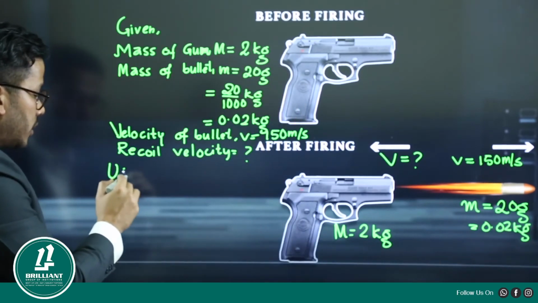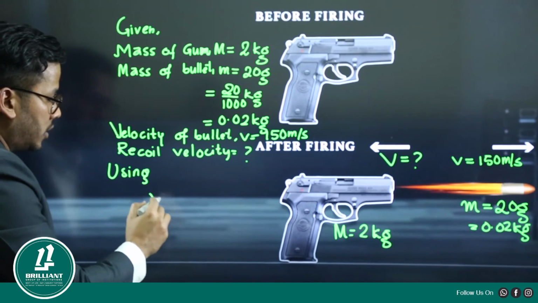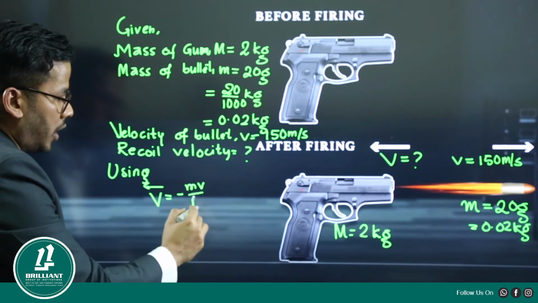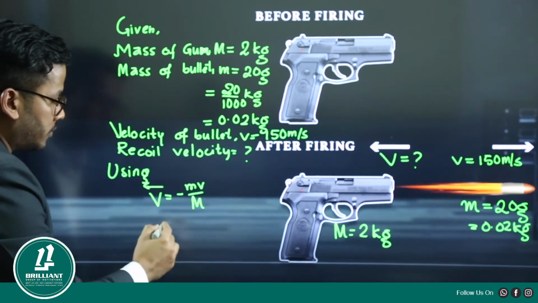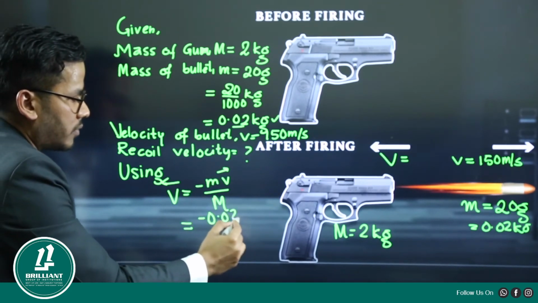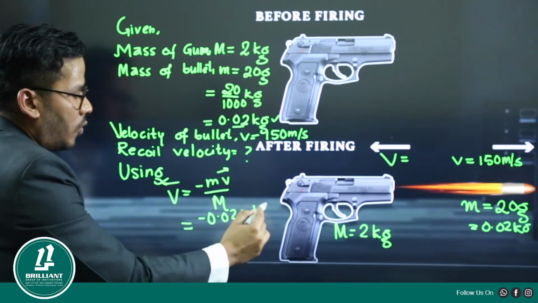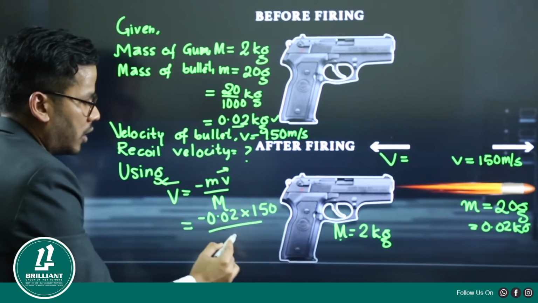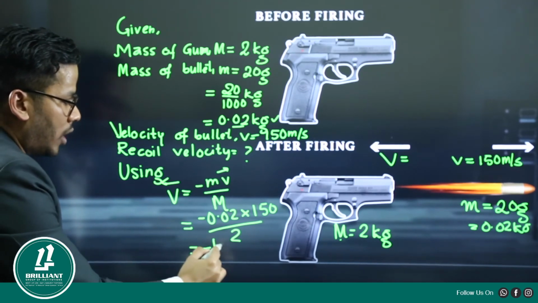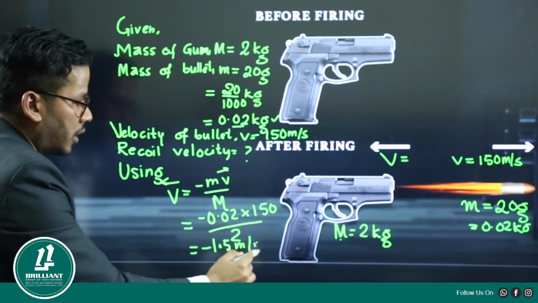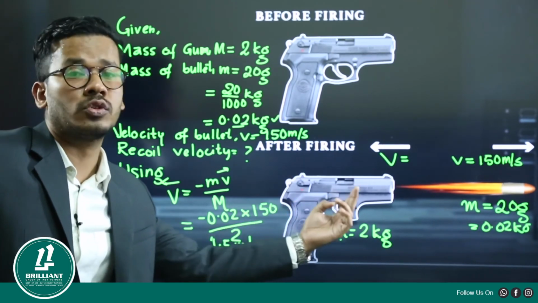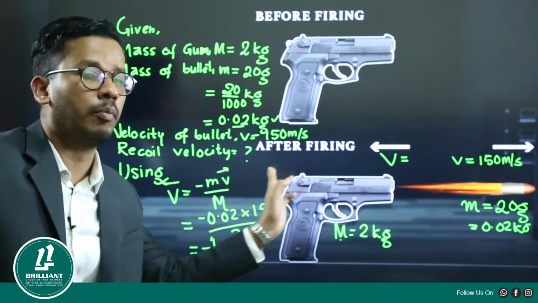You have the recoil velocity V equals minus mv divided by M. Put the given values. For the mass of the bullet, you will put 0.02 into, for the velocity, you will keep 150, and for the mass of the gun, you're going to put 2. On further solving it, you will get your answer as 1.5 meter per second. But mark it, you got a negative value. Why is it so? Because the negative value shows the direction of the recoil velocity, which is right opposite.